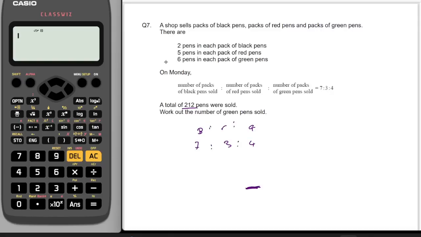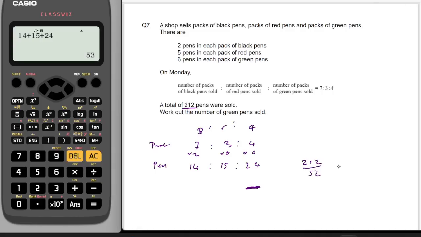So the first thing I'm going to look at is actually this is packs. If we look at the actual number of pens, I'd need to times this one by 2, this one by 5, this one by 6. So I'd have 14 to 15 to 24, and I want to split 212 in that ratio. So my total number of parts is going to be 14 plus 15 plus 24. So I've got a total of 52 parts.